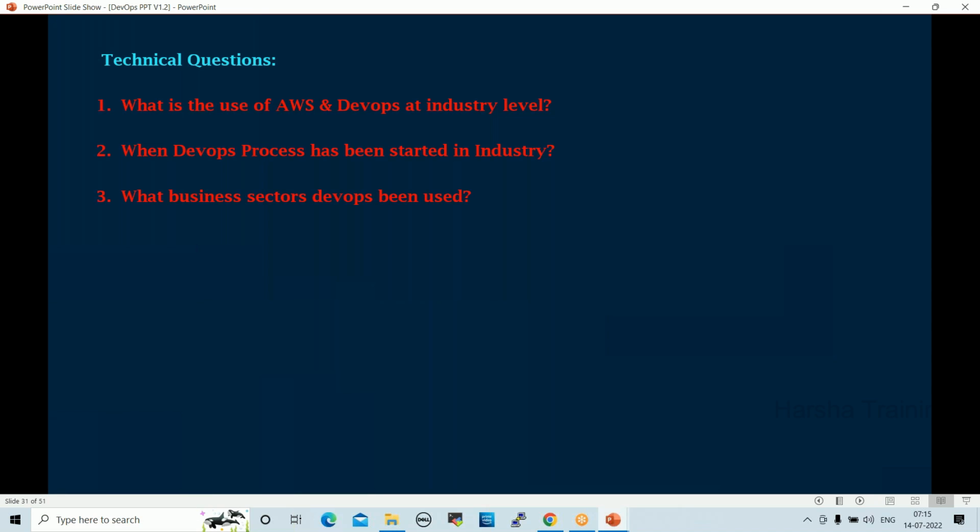Next question: which business sectors use DevOps? Not only the IT industry, but everywhere. When we check, automation is the number one choice. Pharma companies, automobile industry, chemical industry, medicine, wherever we go, automation is the number one choice. One of my friends is working with Reddy Labs, and they're using Jenkins. Another friend is working with a chemical industry, and they're using Kubernetes.